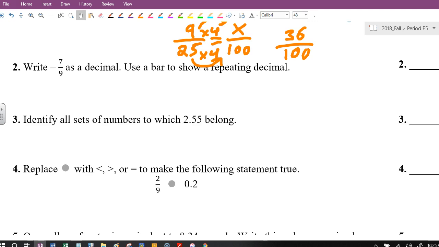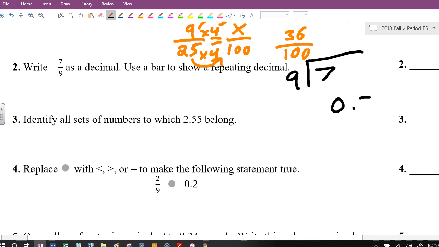Okay, so for number 2, it's -7 over 9. So you divide 7 by 9, and you subtract 63 from 70, you get 7, and then it repeats. So then you just use a bar, and you write it as 0.7 with a bar, and then a negative sign. Excellent.